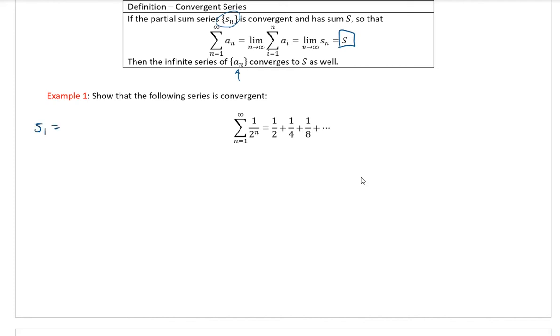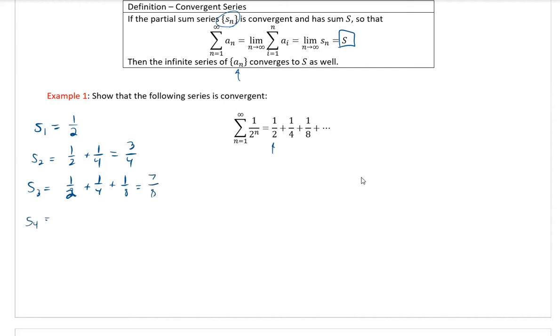S1 is just going to be the partial sum that adds up to 1, so that'll be the first value, 1/2. S2 will add the first two values, so 1/2 plus 1/4. That gives me 3/4. S3 will give me the first three values, so 1/2 plus 1/4 plus 1/8. That'll give me 4/8, 2/8, 1/8, which is 7/8.